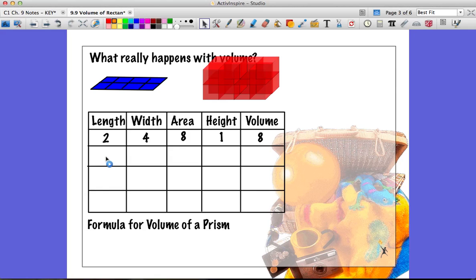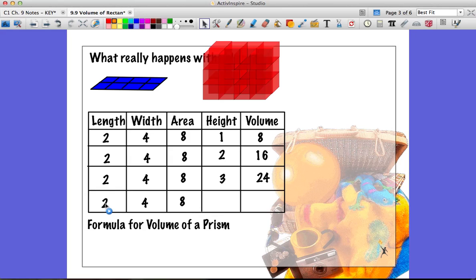Now let's say I take this and I copy it, and now I make this 2 cubic units tall. My length is still 2, my width is still 4, so my area is still 8, but now that my height is 2, my volume is 16. If I do this again and triple it, again, my length doesn't change, my width doesn't change, so my area doesn't change, but since my height changes, my volume changes.